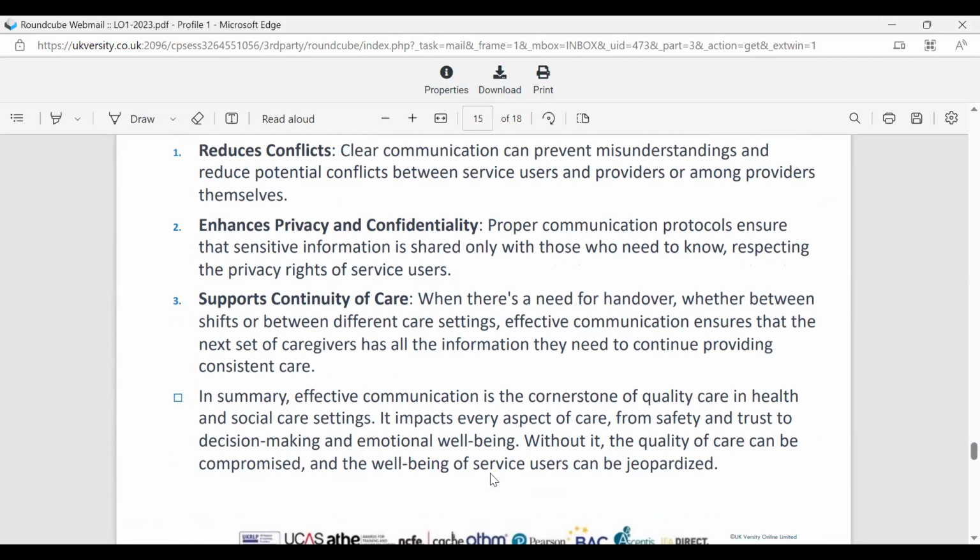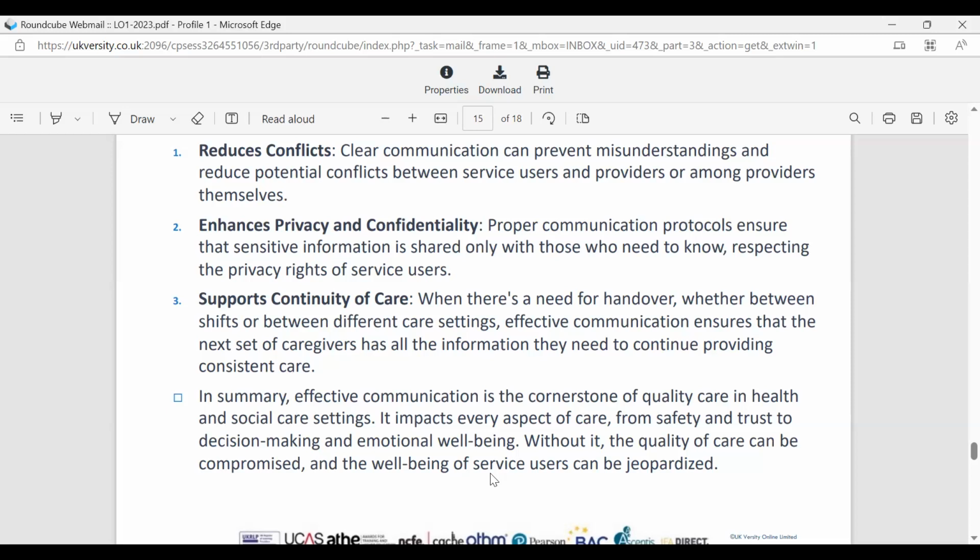It enhances privacy and confidentiality, which someone mentioned earlier on as well, which is really important. Proper communication protocols ensure that sensitive information is shared only with those who need to know, respecting the privacy and rights of service users. Things like GDPR, you know, the confidentiality laws, the fact that you can't just give anyone's information to anyone. You need authority to do that.